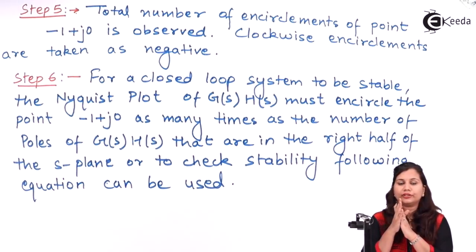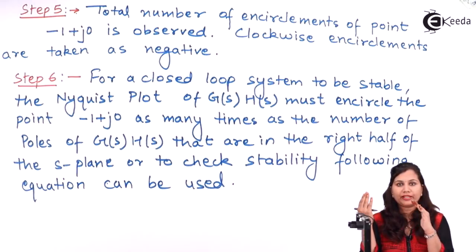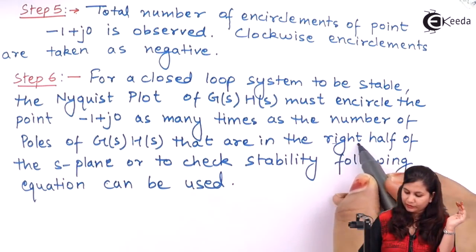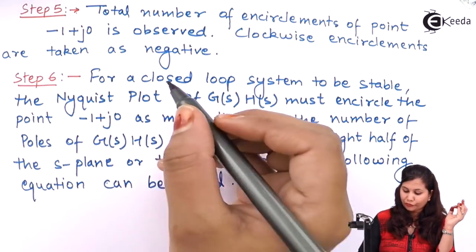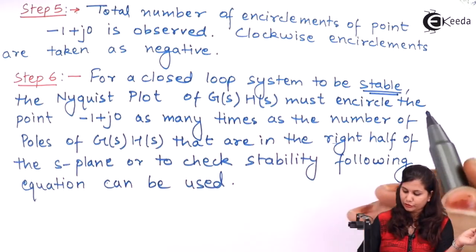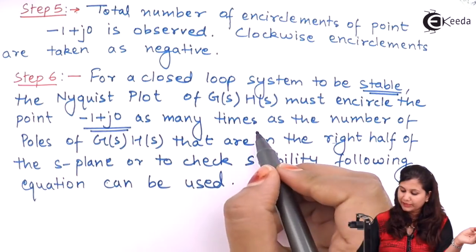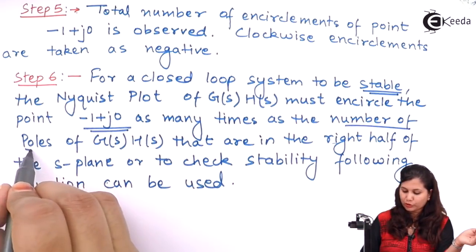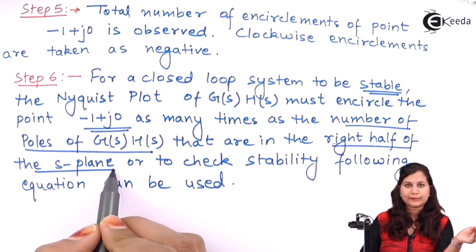Because if the roots have a positive real part, then they will lie on the right hand side of the s-plane and the system will be unstable. So for a closed loop system to be stable, the Nyquist plot should encircle the minus 1 plus j0 point as many times as the number of poles of G(s)H(s) that are in the right half of the s-plane.